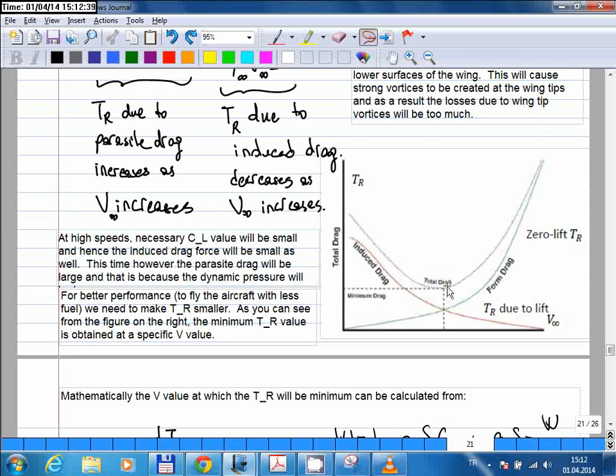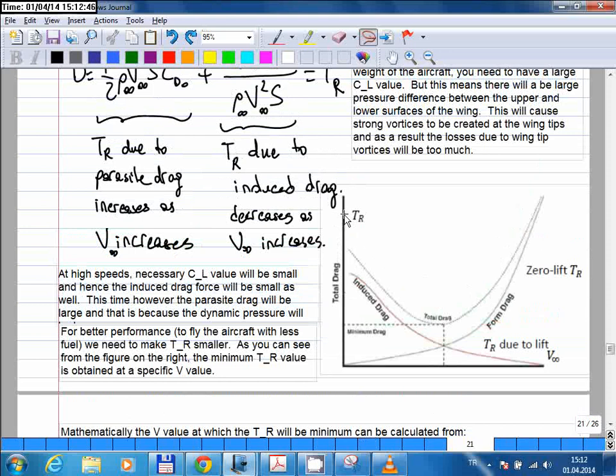So if you want to fly very slowly, you need to supply more thrust force. That's because to be able to fly very slowly, you need a very large lift coefficient. And having a very large lift coefficient means that you will have a very large induced drag coefficient, and that's why the drag force becomes larger for lower flight speeds. Okay, so this curve becomes very important in a lot of different performance calculations, as we will see in our future lectures.